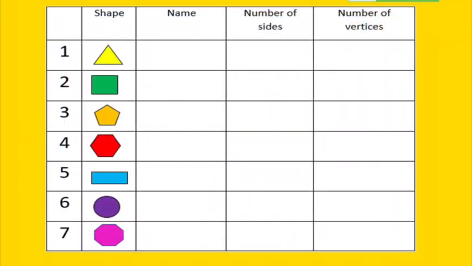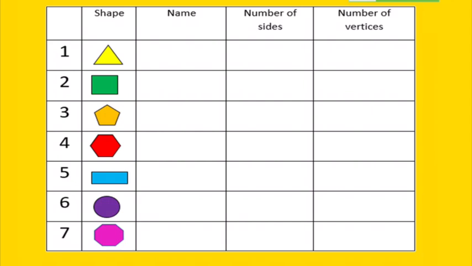Have you had a go at the quiz? Brilliant. If not, maybe you could have a go later. That's fine. Now, today's activity. I've got a table on the screen here, and you can see that down the left-hand side, I've got the numbers 1 to 7. And then next to those numbers, I've got pictures of some shapes. The rest of the table is blank. You can see along the top, we have got name, number of sides, and number of vertices.